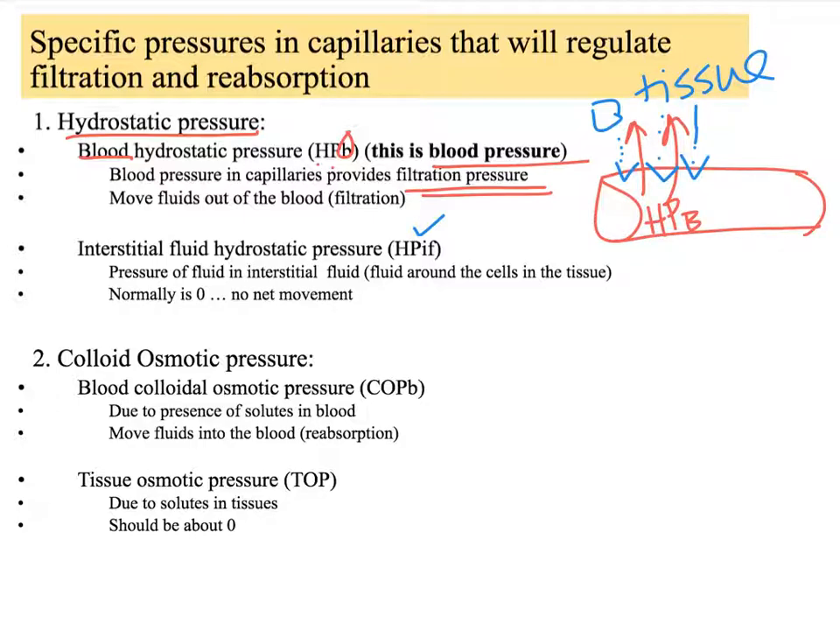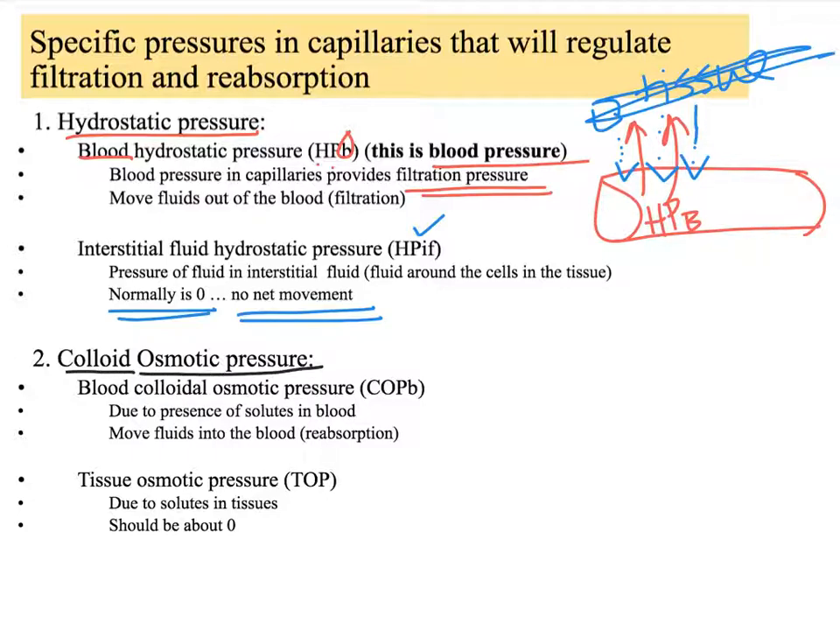But normally this pressure is 0, so it doesn't do anything. So we don't have to worry about it unless something's wrong. Now the next one is colloid osmotic pressure.